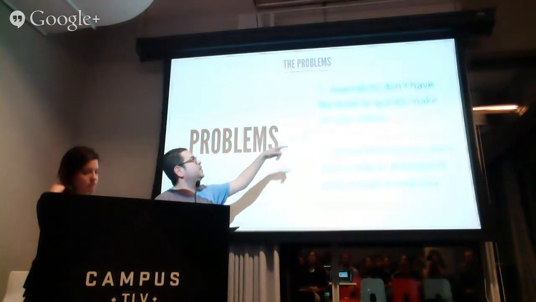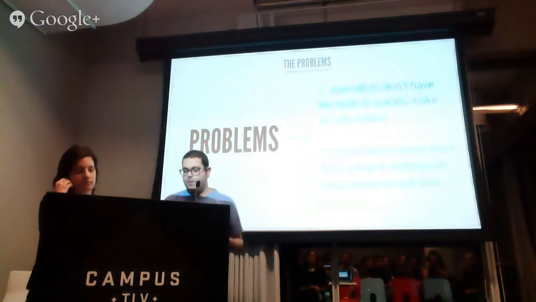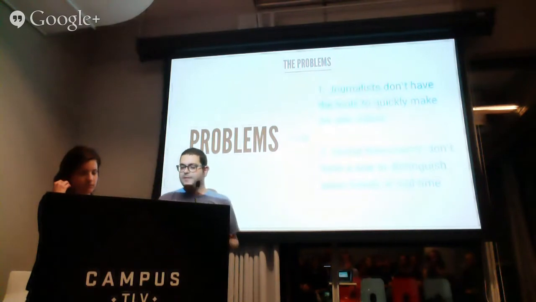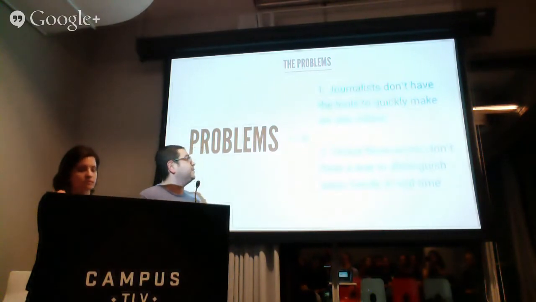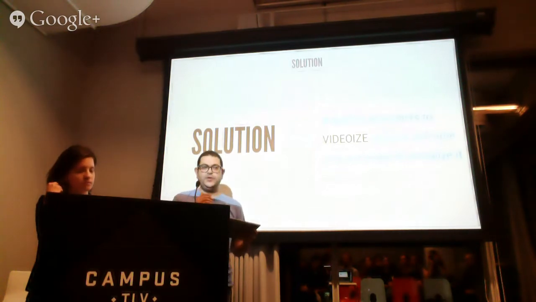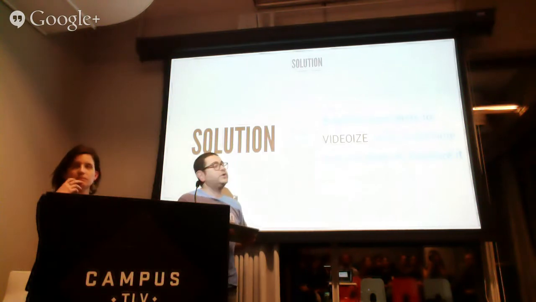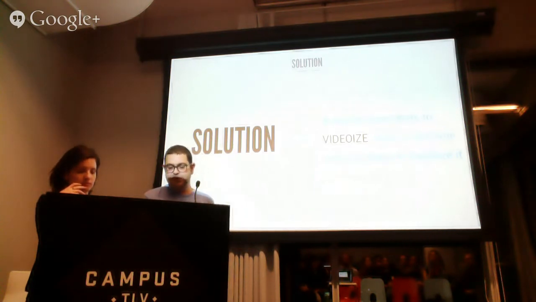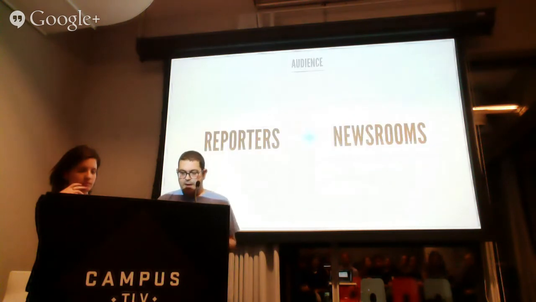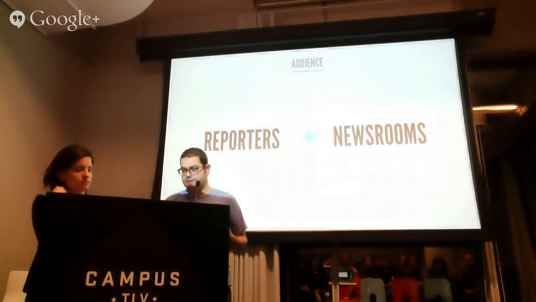Journalists don't have the tools to quickly make on-site videos, and global newsrooms don't have a way to distinguish news trends in real time. The solution we found is a tool, which I will demonstrate very soon, that gives reporters the ability to visualize news in real time and use maps to visualize it. Of course, the audience of our tool are the reporters and their newsrooms.